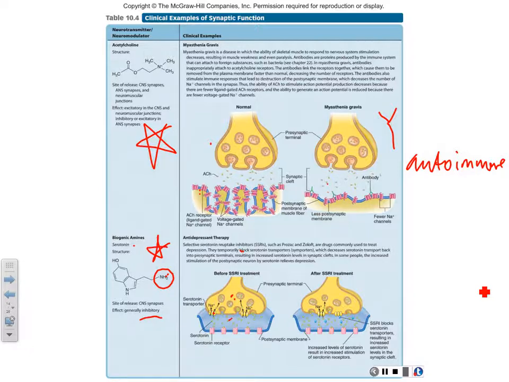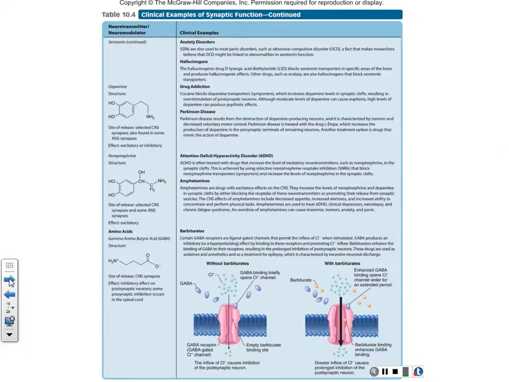Okay? So gotta know myasthenia gravis, I gotta know the antidepressant and how serotonin is involved in it. Okay? So you see what happens with serotonin, right? Right, very good. Okay, so serotonin is continued. All those other anxiety disorders and so forth, the selective serotonin reuptake inhibitors, they do the same thing.